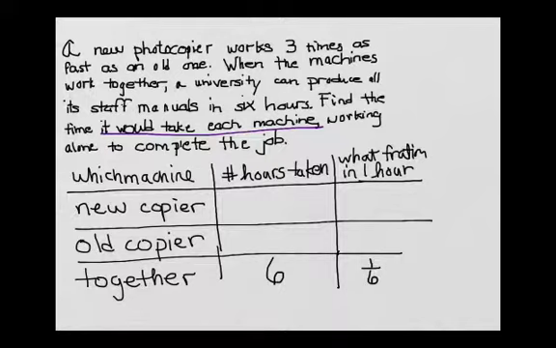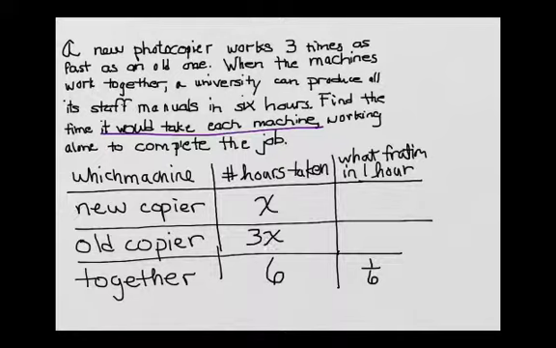The other piece of information that we're given relates the speed of the new copier to the speed of the old copier. And the problem says that the new photocopier works 3 times as fast as the old one. That means that the new one is faster than the old one. So we'll give the new one a variable of x to say it's going to take it x hours to complete the job. And the old one was going to take 3 times longer than the other one.